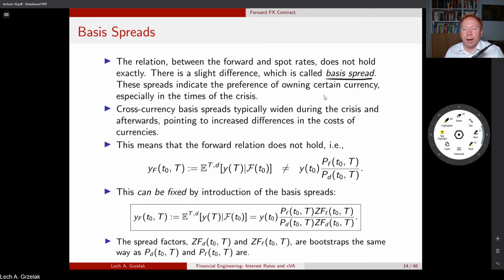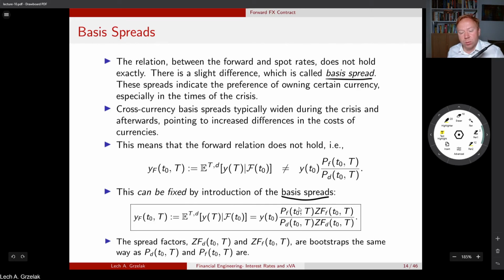So whether you will have an FX rate in the future or an FX rate today depends on the perception of a particular currency. This means that this relation doesn't really hold. It's very close, but it's not perfect. And some adjustments need to be taken, and this is called basis spread adjustment.